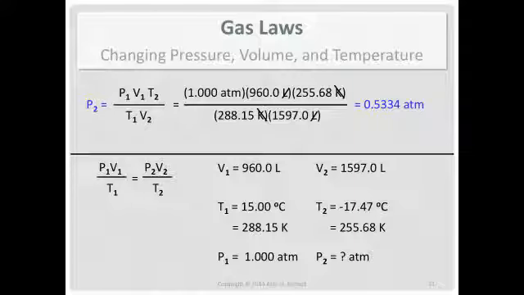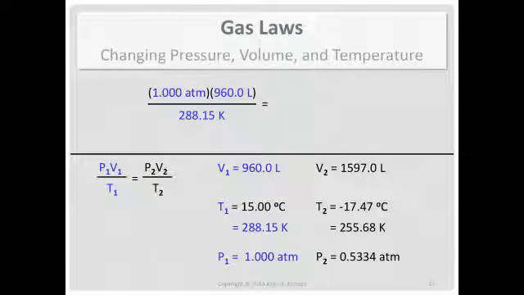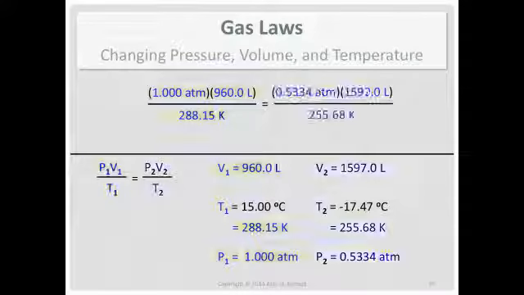I think the best way to check this is plug everything back into the combined gas law. So let me do that. There's my P1, there's my V1, and there's my T1. Well, if I worked this problem correctly, then I should be able to plug in my P2, my V2, and my T2, and both sides should be approximately equal to each other. And ignoring units, because the units are the same on the left and the right, the left side is approximately equal to the right side.